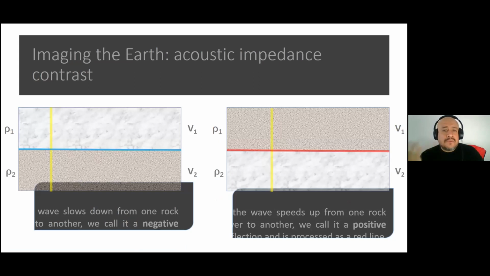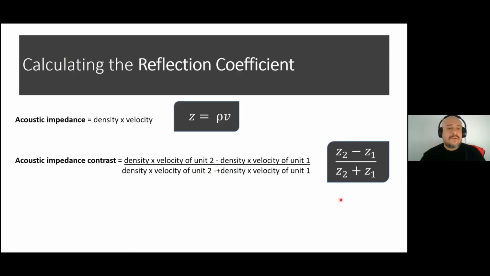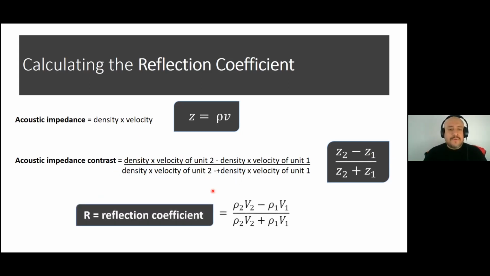So in order to calculate the reflection coefficient, we're going to use our acoustic impedance, that is density times velocity, and we're going to use our acoustic impedance contrast, that is using both densities and both velocities, okay? In the first step, we're going to use the density and the velocity of unit 2, and then we're going to subtract the density and velocity of unit 1. Then we're going to divide this by the sum of the same values, okay? This is going to provide you the reflection coefficient.